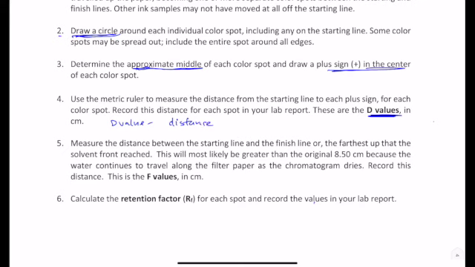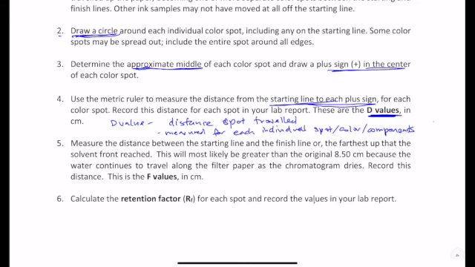This distance is from the starting line to the plus sign. All right, and that's called the D value, and this is going to be measured for each individual spot. And so each individual color spot, if it's broken out into different components, then you're going to have individual circles and individual colors to mark on your lab report.